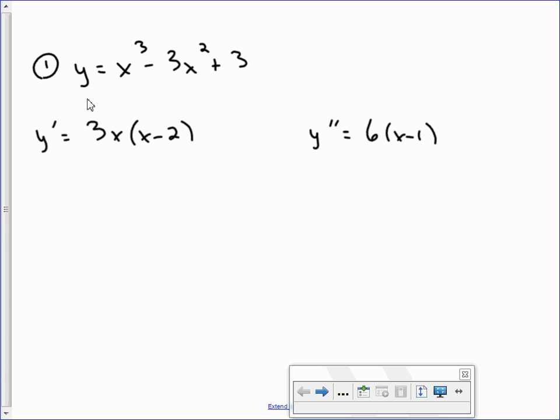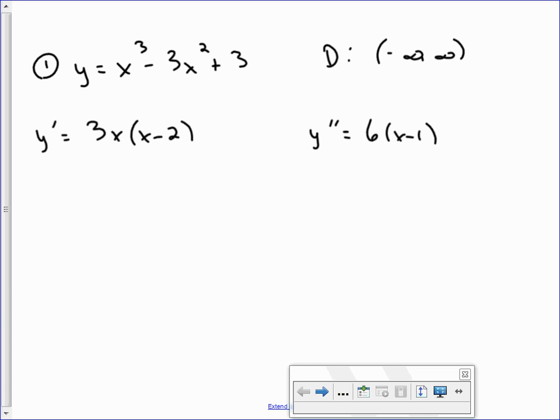Here's the first one. And again, I'm going to assume that you've already got the first derivative and the second derivative. I'm not going to go over how you get those. So the first thing that you always do when you are looking at analyzing a graph is you ask yourself if there's a domain issue. And this first problem is a polynomial, so the domain is all real numbers. That's what makes it a little bit easier, so we don't have any domain issues.